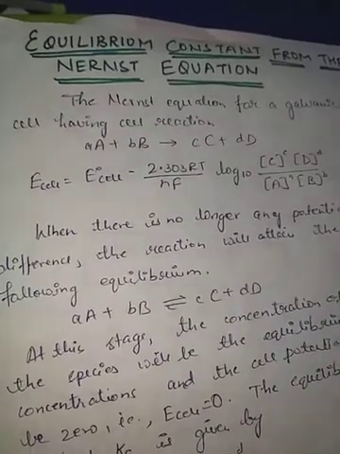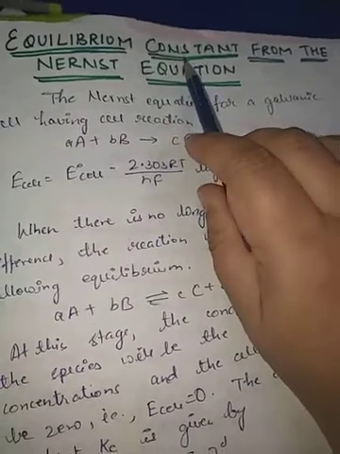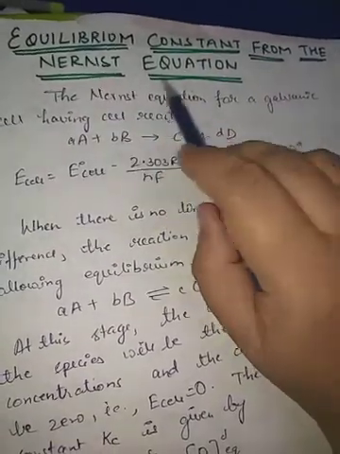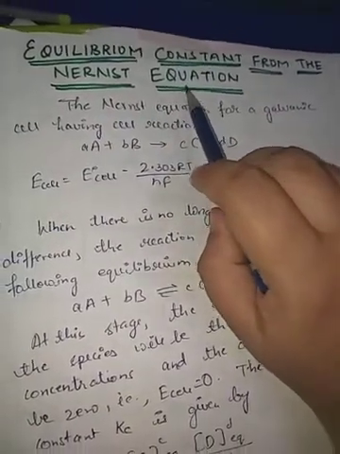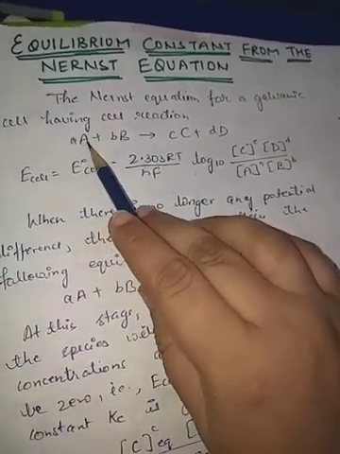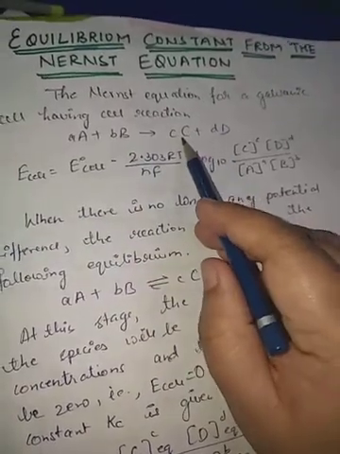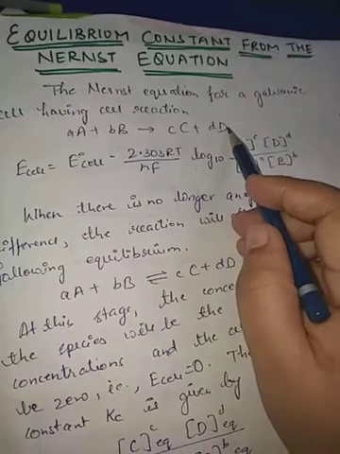Hello students, today we will study the equilibrium constant from the Nernst equation. Suppose we have a cell reaction in which a moles of A and b moles of B combine together to form c moles of C and d moles of D.